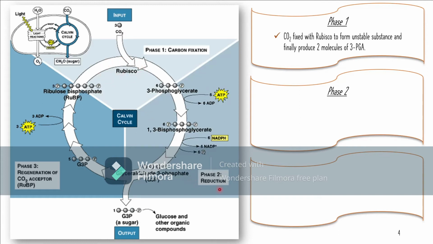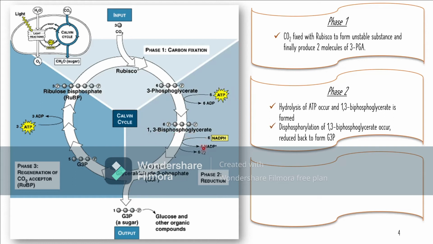While in the phase 2 reductions, the hydrolysis of the ATP will occur and the 3-phosphoglycerate is phosphorylated to form 1,3-bisphosphoglycerate. Next, the NADPH from the light-dependent reactions will be oxidized back to NADP+. So the 1,3-bisphosphoglycerate is dephosphorylated, which means that the phosphate group is removed, and it will be reduced to form glyceraldehyde 3-phosphate.